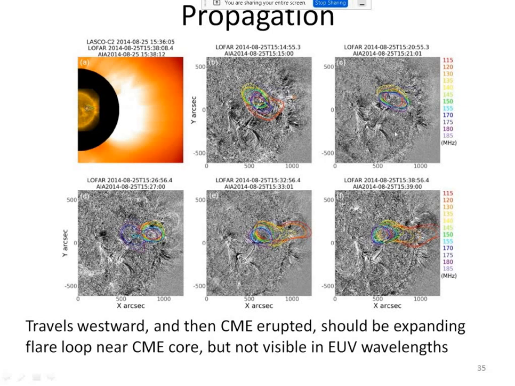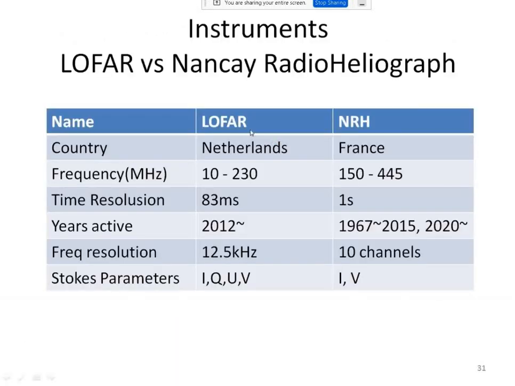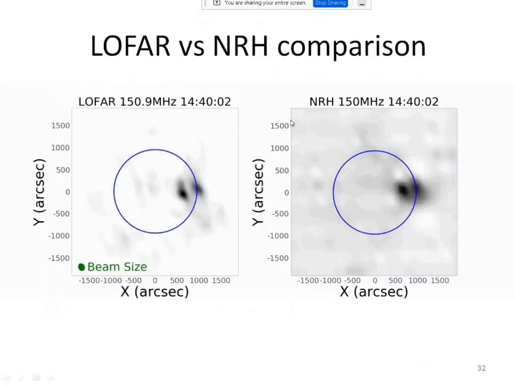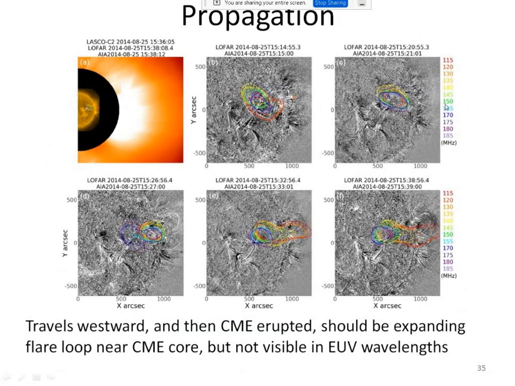The type 4 radio burst started at approximately 310, because we are using the HBA only. And we can see that the type 4 radio burst, at all frequencies, is propagating outward. As you can see, they're propagating outward to the right side of the sun, which means to the west, because on the sun, the right side means the west.